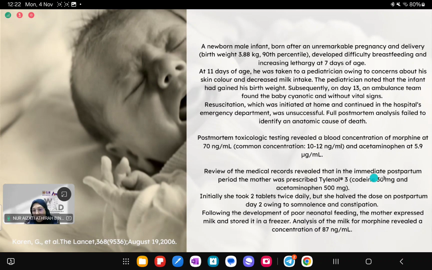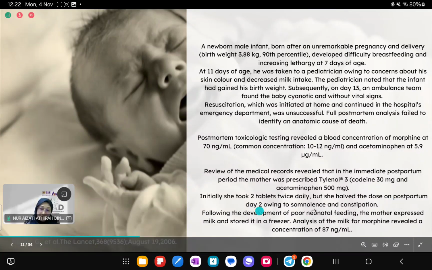Review of the medical record revealed that in the immediate postpartum period, the mother was prescribed Tylenol. Tylenol is a combination of codeine and acetaminophen, which is paracetamol. Initially she took 2 tablets twice daily, but she halved the dose on postpartum day 2 owing to somnolence and constipation. Following the development of poor neonatal feeding, the mother expressed milk and stored it in the freezer. Analysis of the milk for morphine revealed a concentration of 87, also a very high concentration of morphine in the breast milk.